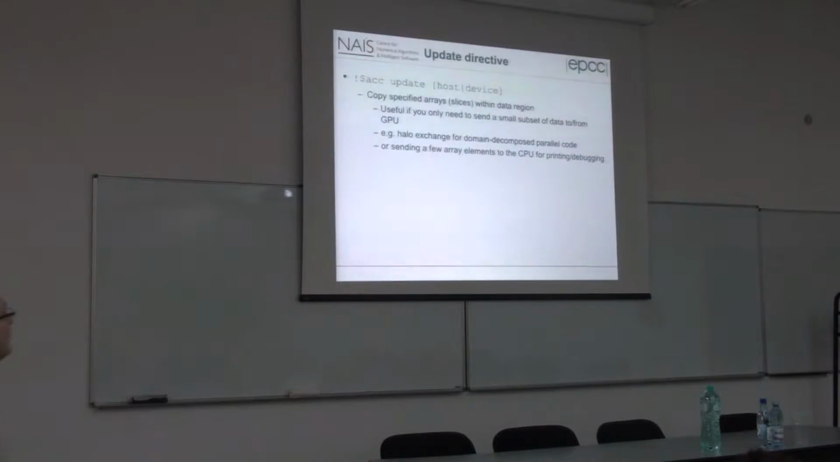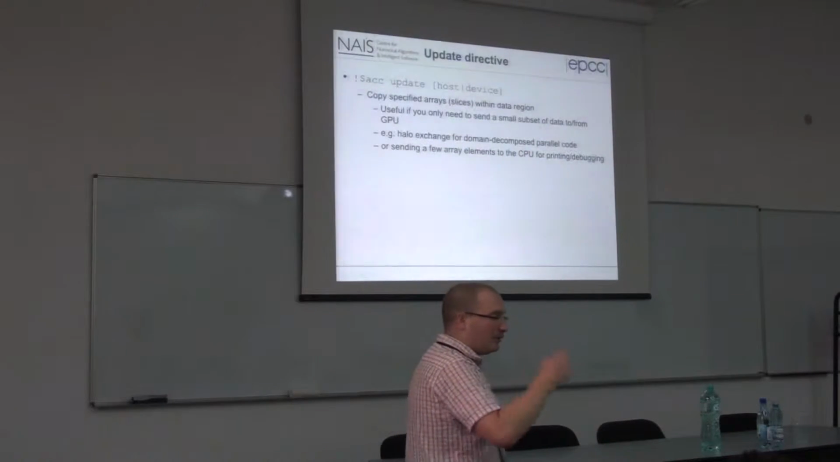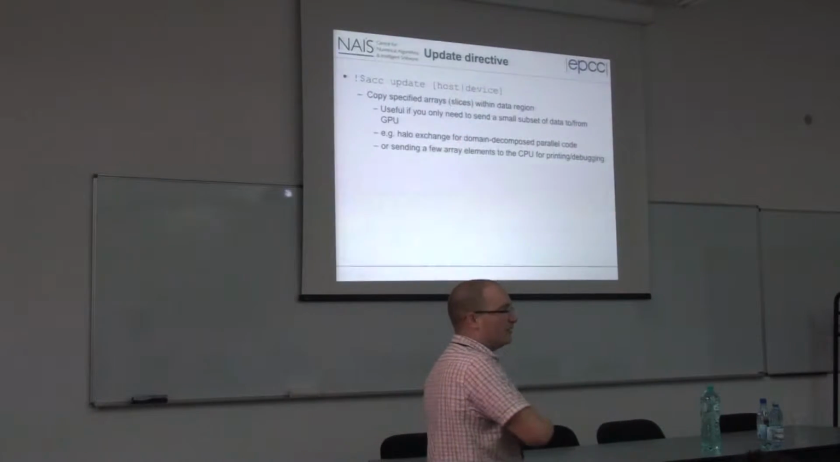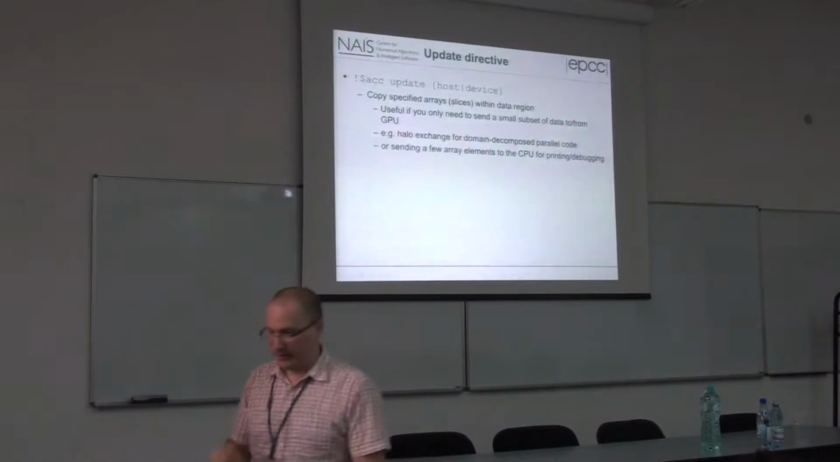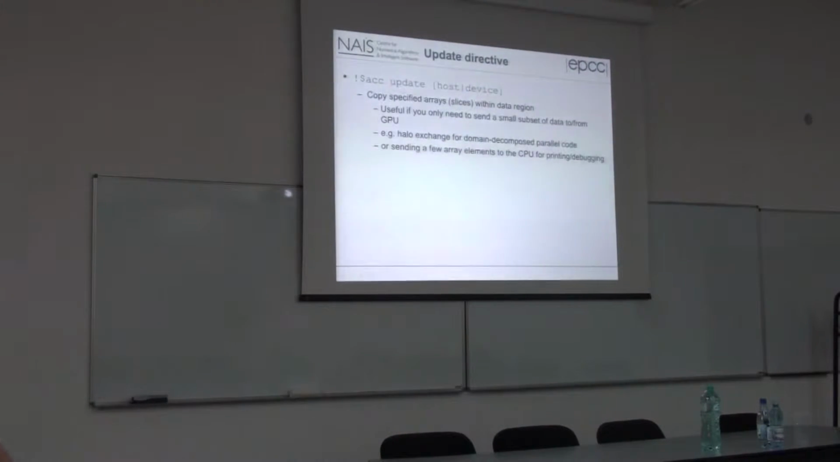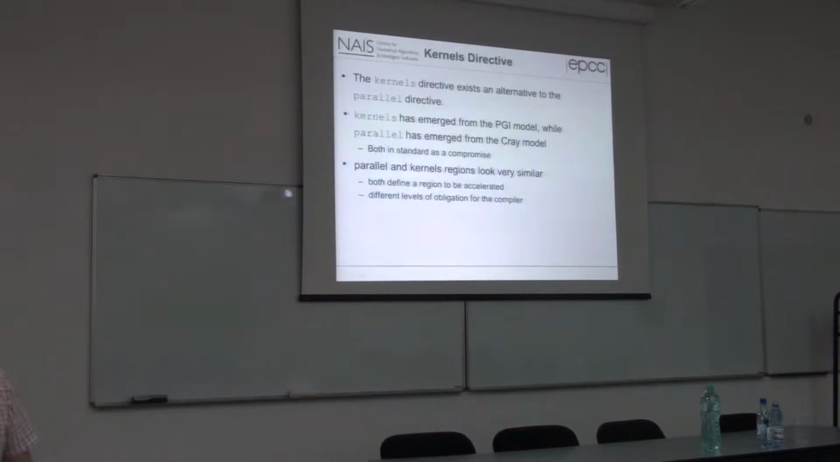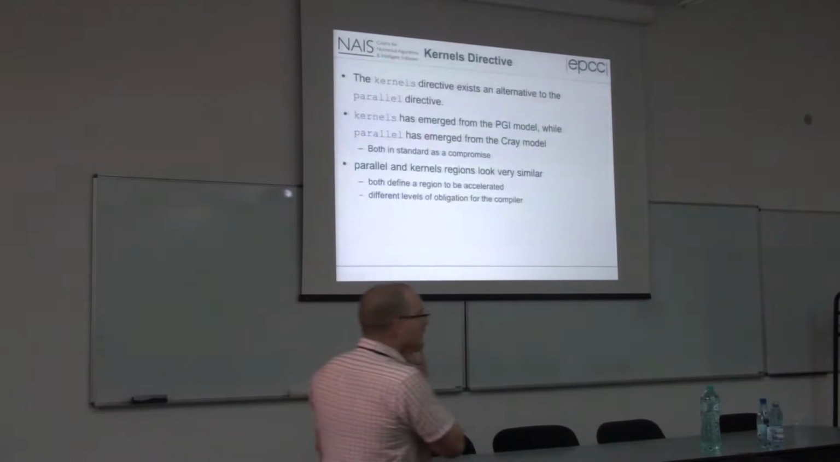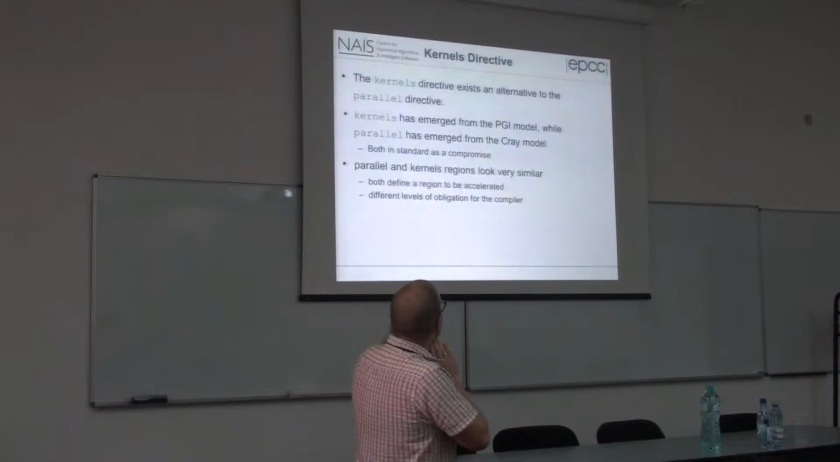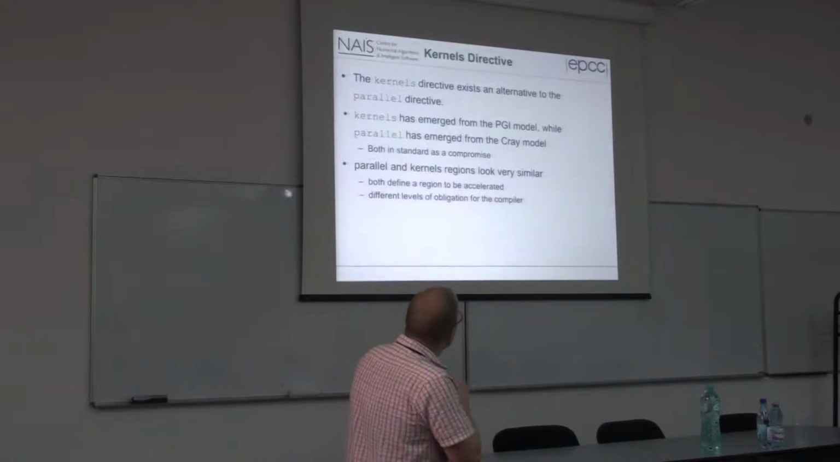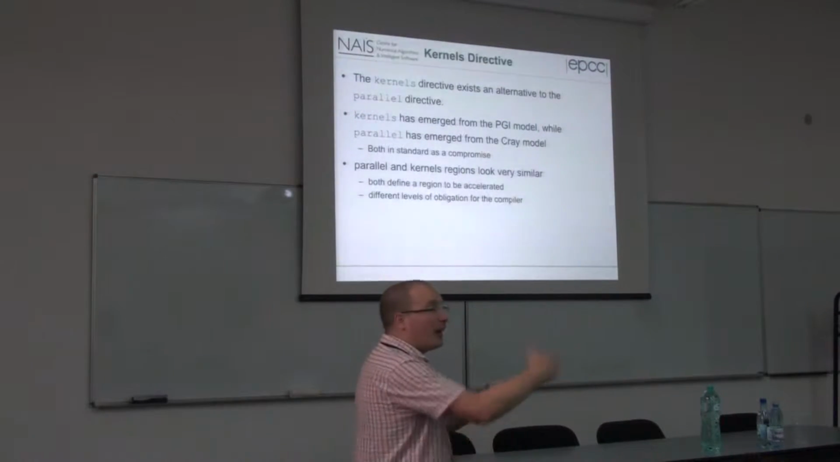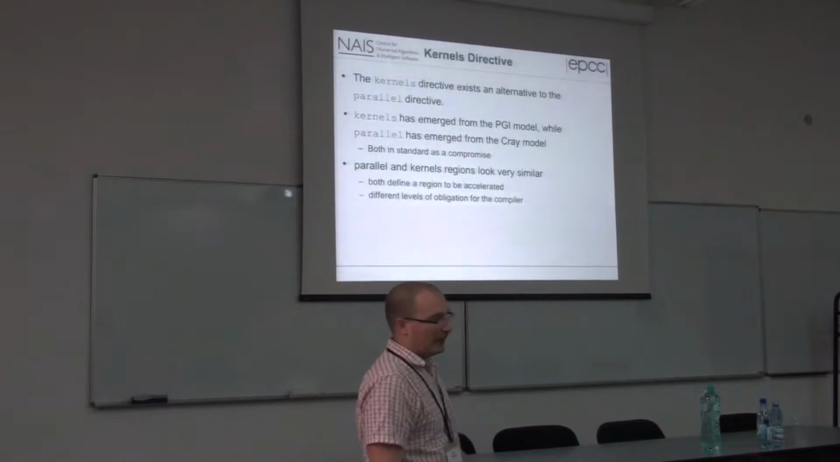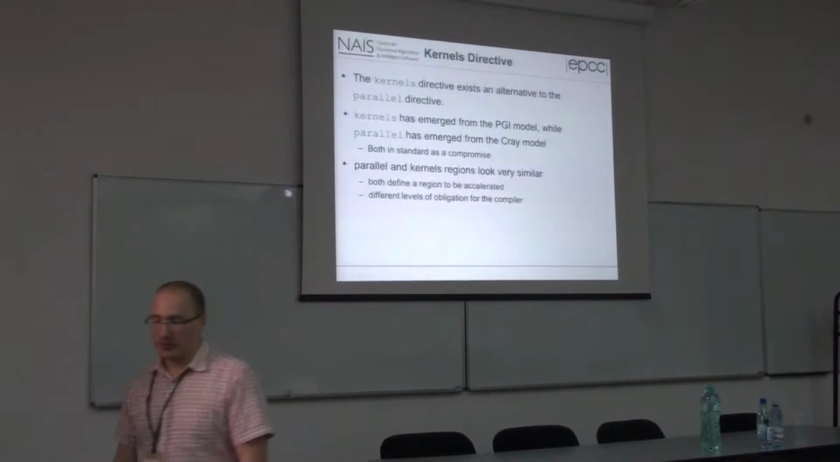And then there are other directives. The update directive lets you say, I want to take this little chunk of data and copy it back to the CPU, or this chunk and copy it over here. Stuff like that. As I said, there were two different models inside OpenACC. One is with parallel, which we looked at. There's also one called kernels, which does a very similar kind of thing, slightly different. But instead of doing a parallel loop, you can do a kernel loop instead. They do slightly different things, but you don't have to worry about it.